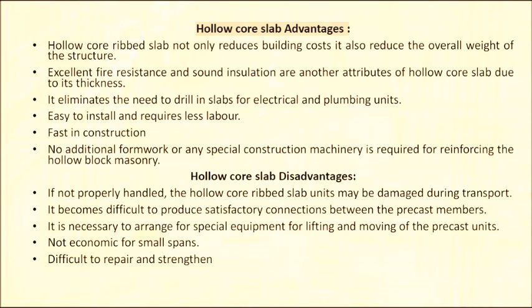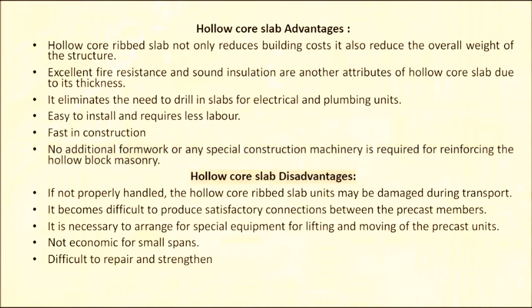Hollow core slab advantages. Hollow core ribbed slab not only reduces building costs, it also reduces the overall weight of the structure. Excellent fire resistance and sound insulation are other attributes of hollow core slab due to its thickness. It eliminates the need to drill in slabs for electrical and plumbing units. Easy to install and requires less labor. Fast in construction. No additional formwork or any special construction machinery is required for reinforcing the hollow block masonry.